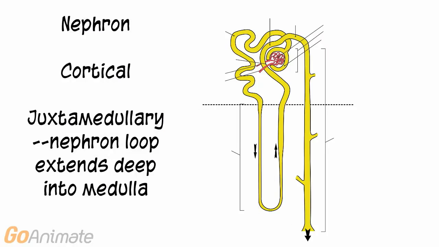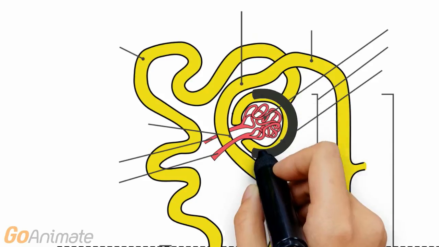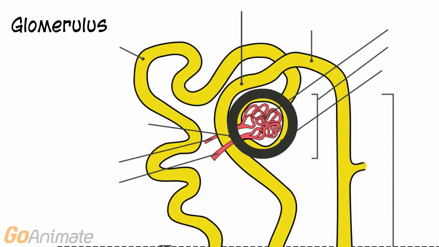The kidney is filled with microscopic structures called nephrons. There are cortical nephrons and juxtamedullary nephrons which extend deep into the medulla. Here are the parts of a nephron.